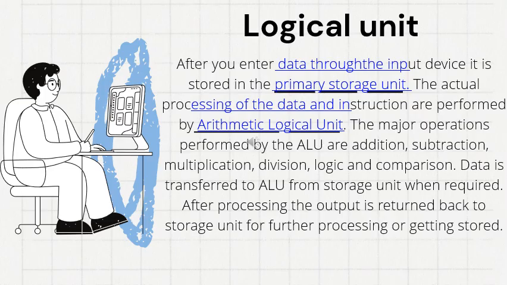Let us discuss what is the arithmetic logic unit. After you enter data through the input device, it is stored in the primary storage unit. The actual processing of data and instructions is performed by the arithmetic logic unit. The major operations performed by the ALU are addition, subtraction, multiplication, division, logic, and comparison. Data is transferred to the ALU from the storage unit when required. After processing, the output is written back to the storage unit for further processing or getting stored.